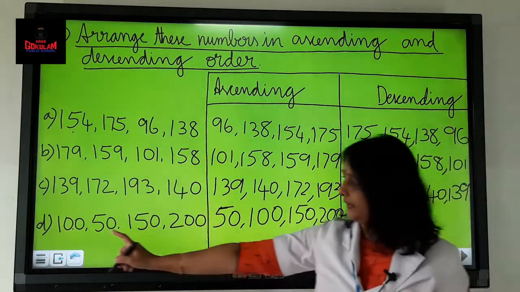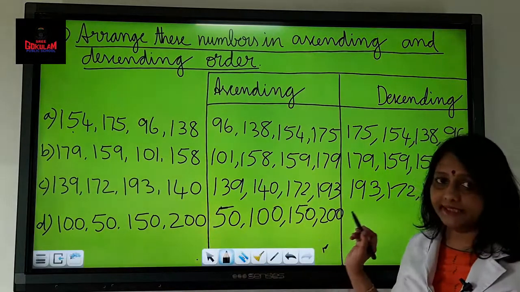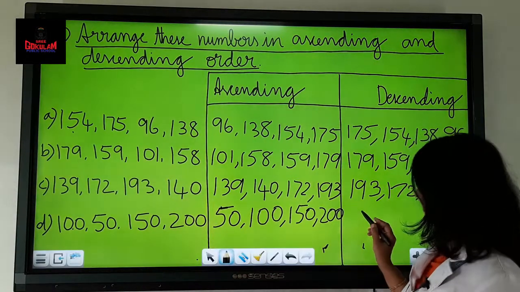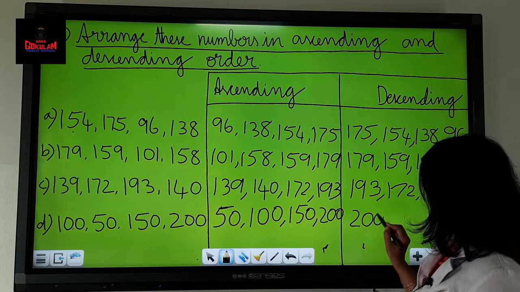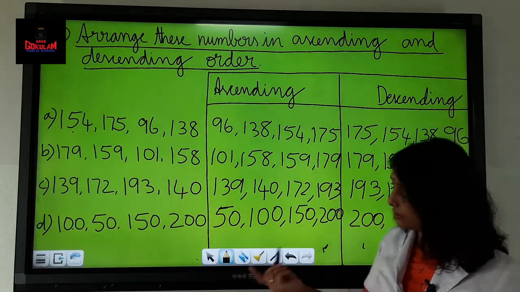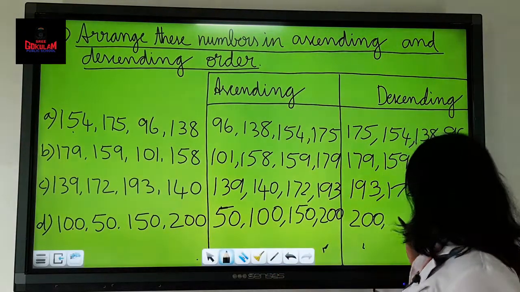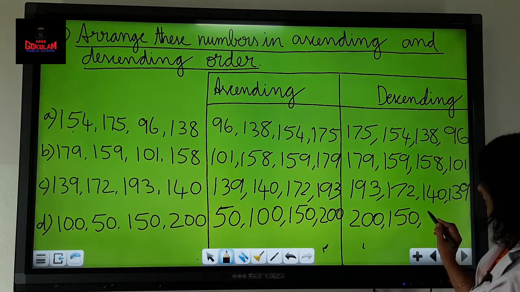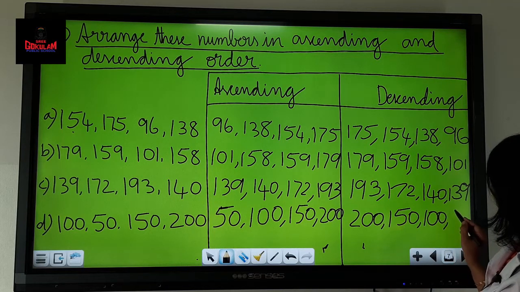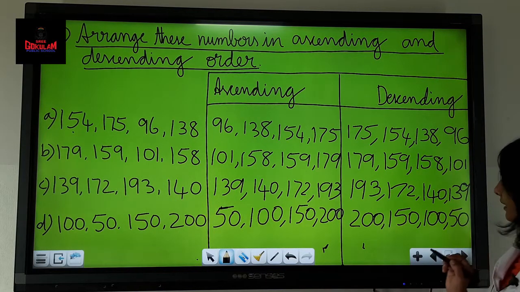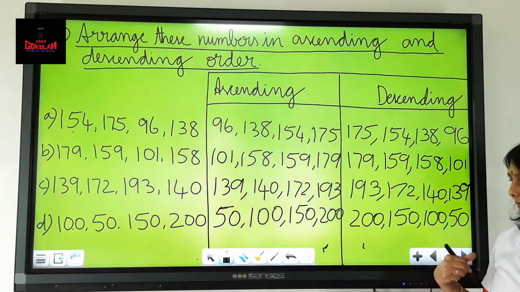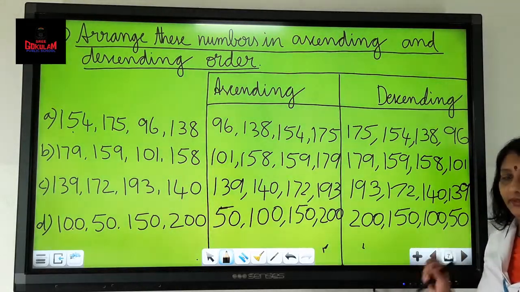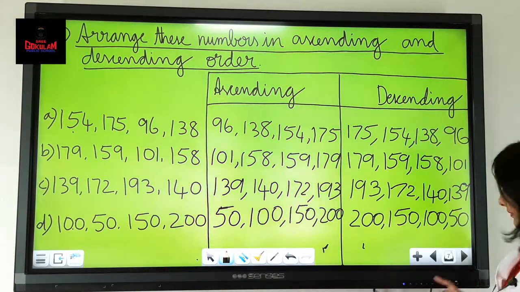Then, again, all the 4 numbers, let us arrange in descending order. Which is the greatest among these? Now you know which is the greatest. 200, yes. Next, the smaller one is 150. Next smaller one is 100. And finally, the smallest among those 4 numbers is 50. Greatest to smallest, descending order. Clear?